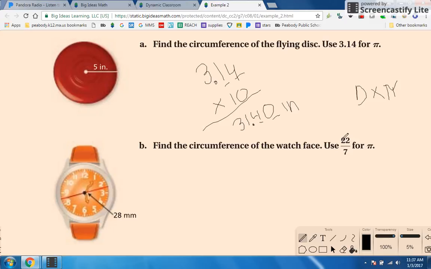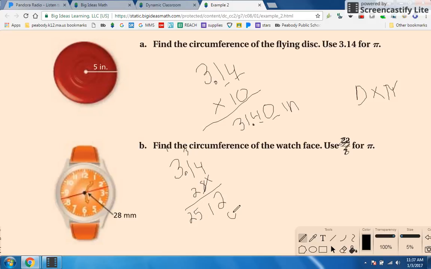For this one, they want us to use 22/7. It's not really common, so I'm not going to have you do that. We'll just do it the regular way. So they're pointing to this red line, which is going all the way across. So that's already the diameter, so we're good to go. So 3.14 times 28. So diameter times pi. Okay. So 8 times 4 is 32. Carry the 3. 8 times 1 is 8, plus 3 is 11. Carry the 1. 8 times 3 is 24, plus 1 is 25.